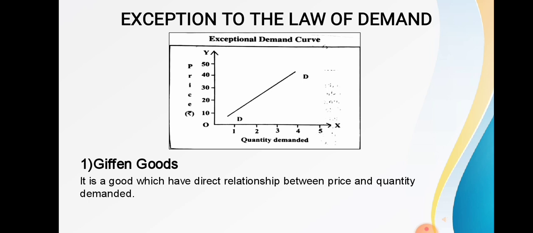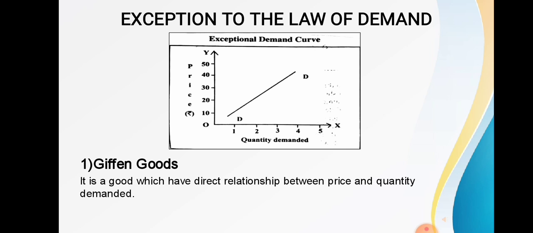Now let us proceed further to the exceptions to the law of demand. What do you mean by exceptions to the law of demand? Exceptions means the cases where the law of demand is not applicable. These exceptions can be better understood with the demand curve given in your diagram. In this diagram, the y-axis indicates the price, whereas the x-axis indicates the quantity demanded. Here DD is the demand curve.